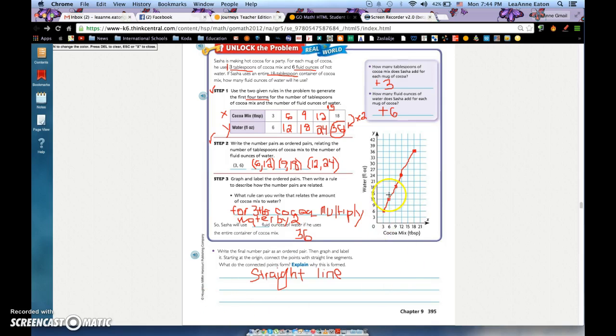So it's straight because we have an even pattern. For everything here, we go plus 3. For here, it's always plus 12. It's not changing, so we can always multiply x by 2 to get y. So if we have 21 tablespoons of cocoa mix, we already know how many fluid ounces we're going to be able to have. We know it's going to be 42 because it's always going to be 2 times this. So because we have this kind of equation, so to speak, this pattern, it's going to be a straight line. Okay? All right, great, wonderful.